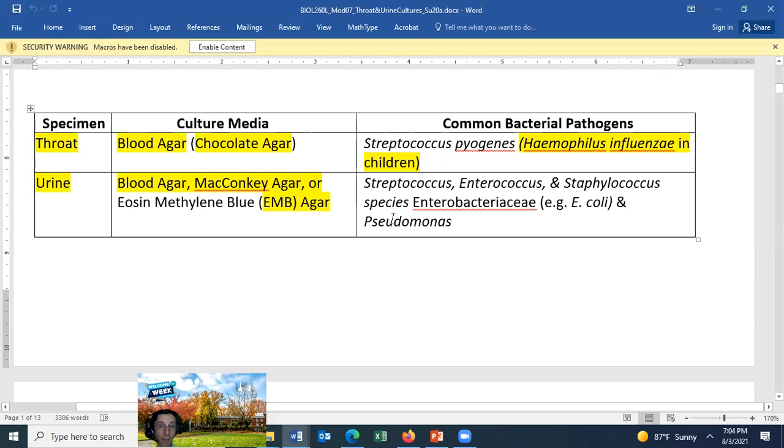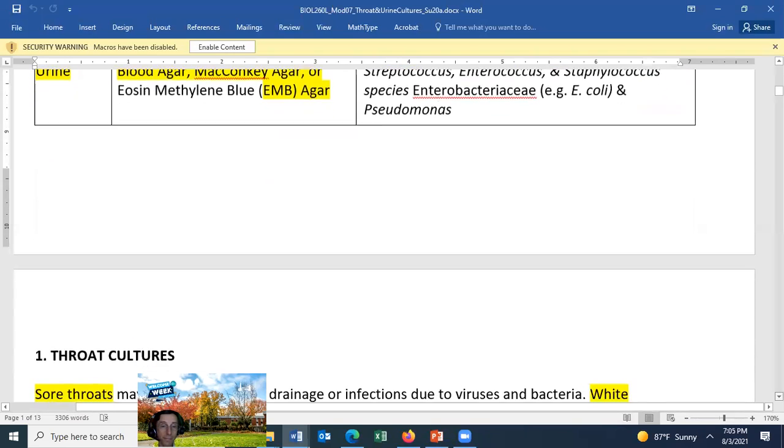And here are some common bacterial pathogens that you can find from a urine specimen. Streptococcus is a gram-positive. Enterococcus, I think that's gram-positive. That one I have to look up. Staphylococcus, gram-positive. And then Enterobacteriaceae, as well as the Pseudomonaceae. The most common bacteria that causes a urinary tract infection is actually E. coli, which is an Enterobacteriaceae. All right, any question about any of that?